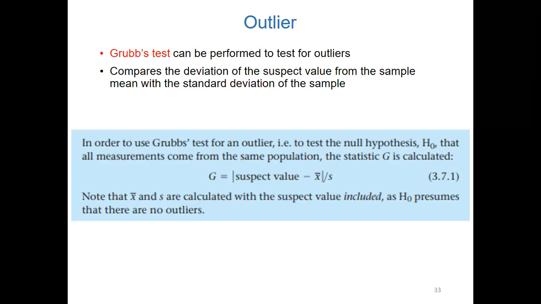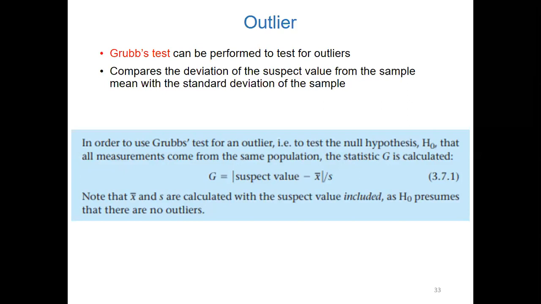To calculate the G value, we take the suspect value minus the mean, over the standard deviation. Here also note that we take the magnitude, not the sign. When we take the difference, if it is a negative value, we ignore the negative sign and take the magnitude only.